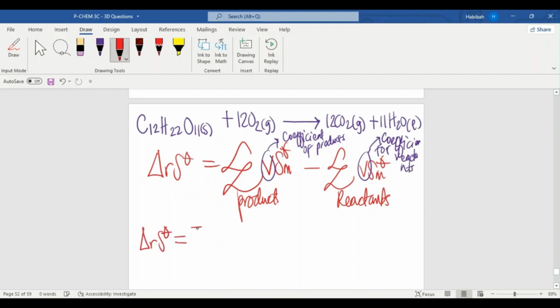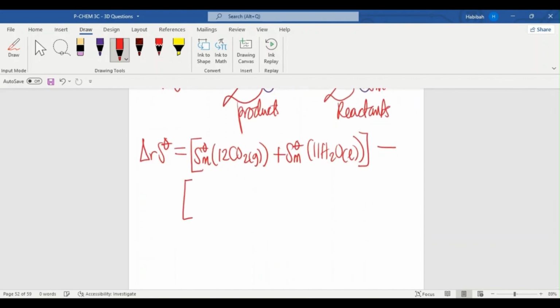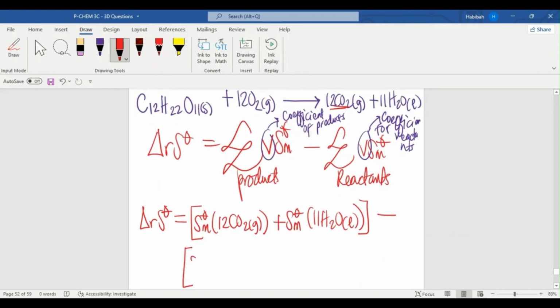So we're going to start with the products, the molar entropy of the products. We've got our first product to be 12 CO2 gas, plus the molar entropy for the second product, which is 11H2O liquid, minus the molar entropy for the reactant. We have the first reactant to be sucrose, so the molar entropy of C12H22O11 solid. And make sure you put all of this information in the proper phase, because the molar entropy for H2O liquid will be very different from H2O gas, as well as different from H2O solid.